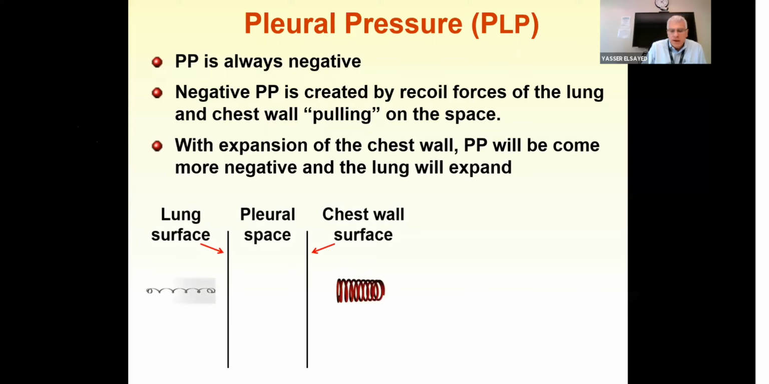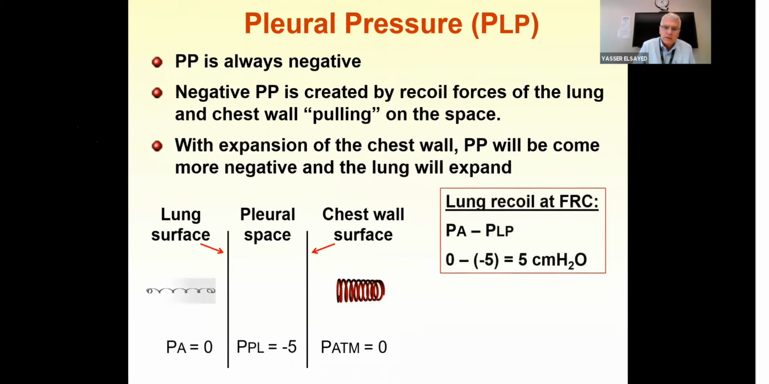So here we have an example of how to calculate the pressure difference between the three different compartments. Here we have the lung surface, the pleural space, and the chest wall surface. The pressure inside the alveoli at rest is 0, or 760 millimeters of mercury, the same as atmospheric. The pressure inside the pleural space is always negative, about -5, or 5 centimeters of water lower than the alveolar pressure. And the chest wall surface is the same as atmospheric pressure, or 0.